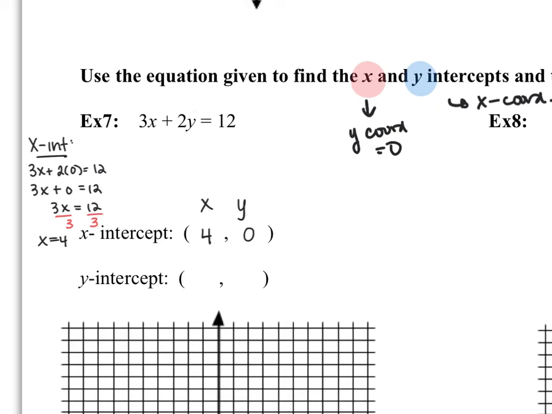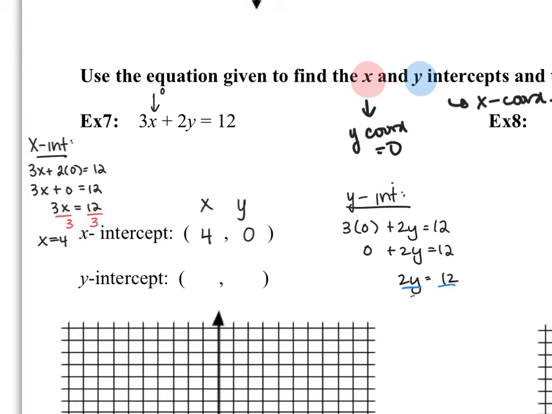Now I can go through the whole process again, but this time for my y-intercept. The important thing about my y-intercept is that x is 0. So this time I'm going to replace x with 0. I'll leave a little space and rewrite this equation with 0 in the place of x: 3 times 0 + 2 times y = 12. 3 times 0 is 0, plus 2y = 12. Anything plus 0 is itself, so 0 + 2y is just 2y. Then to get y by itself, we divide both sides by 2, getting a y value of 6.